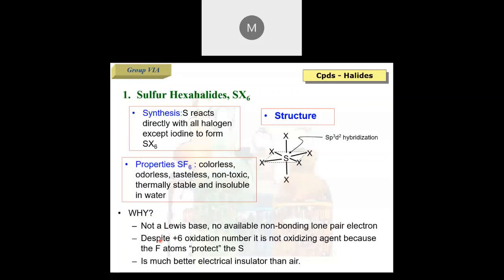Despite the positive 6 oxidation number, it is not an oxidizing agent because the fluorine atoms protect the sulfur. Since we have a three-dimensional arrangement of the fluorine around the sulfur, it acts as a protection. So no other species can actually attack the sulfur, which is located at the center. It's a much better electrical insulator than air, right?